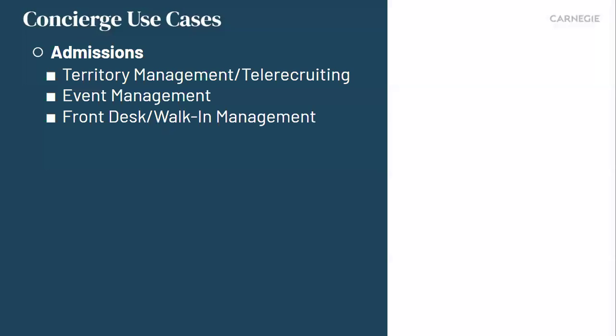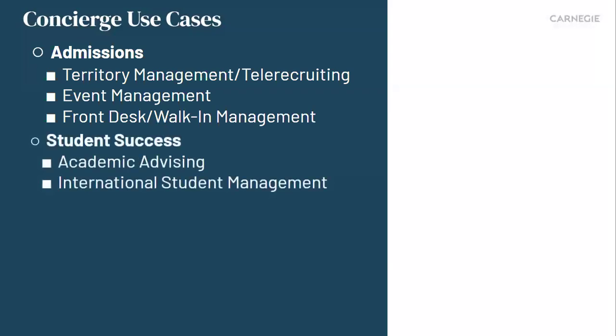Event management. Check in a student for an event, such as open houses, audition days, on-campus interviews. Even check for missing application checklist items, etc. Or simply front desk or walk-in management. Look up a student who walks in or calls the office. For student success and academic advising Concierge, manage your advisement meetings directly from Concierge. Look up students' course history, credits, grades, upload your advising worksheet, take notes, etc.